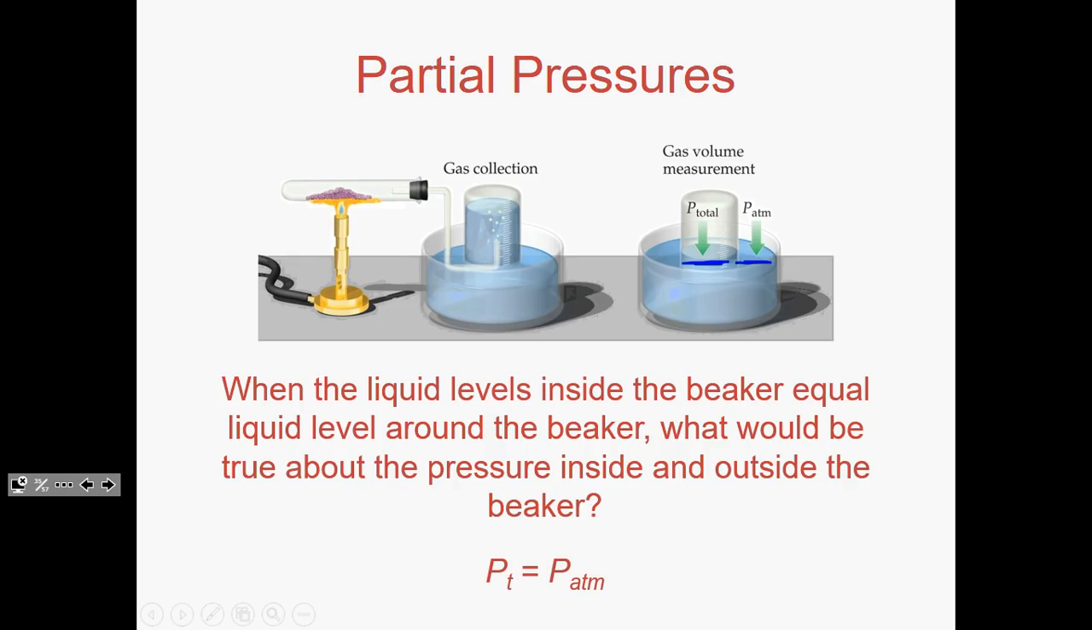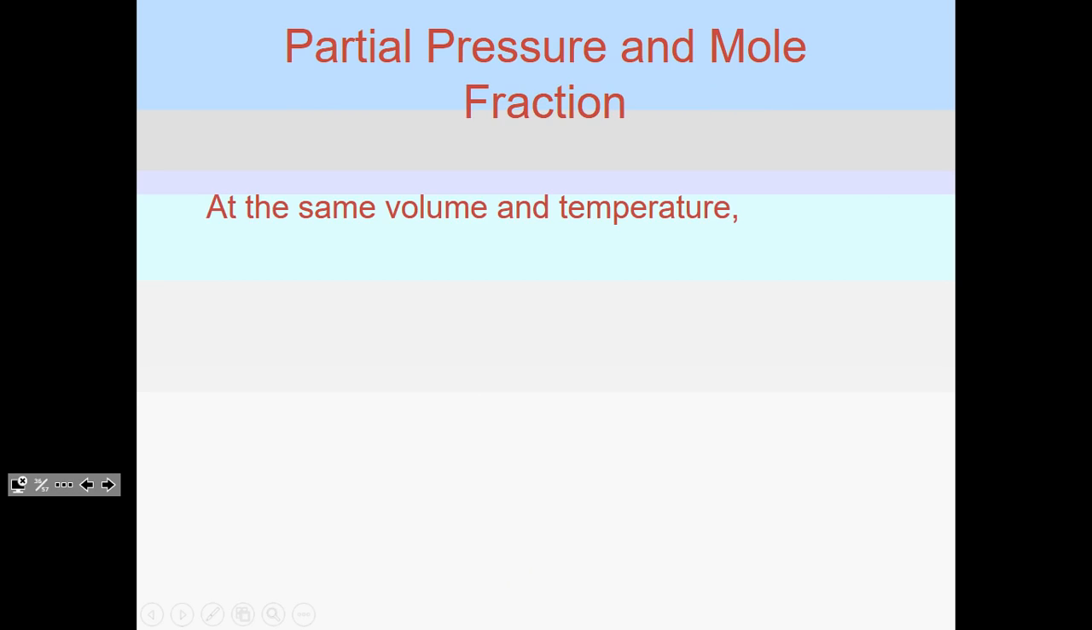And in this case, since it's collected over water, it's really a P total. That's why I put PT. So if we can measure the atmospheric pressure, I know the pressure of the gases inside that container. I know P total because it's going to equal atmospheric pressure. So whenever you have liquid levels inside and outside equal, that means the pressures inside and outside are also equal. And that's a concept that you really should know, because we're going to take advantage of that in the molar volume lab that we do.